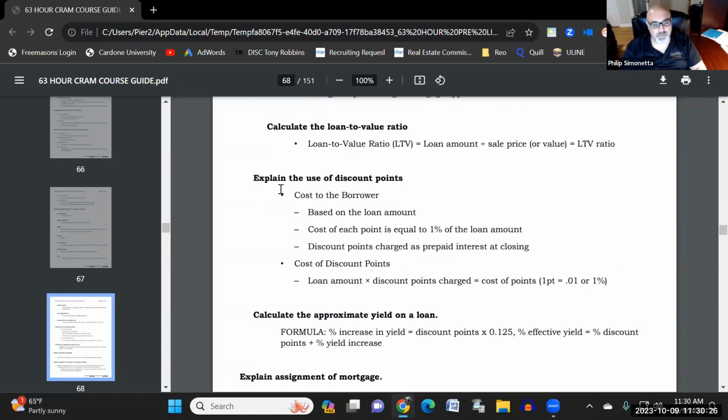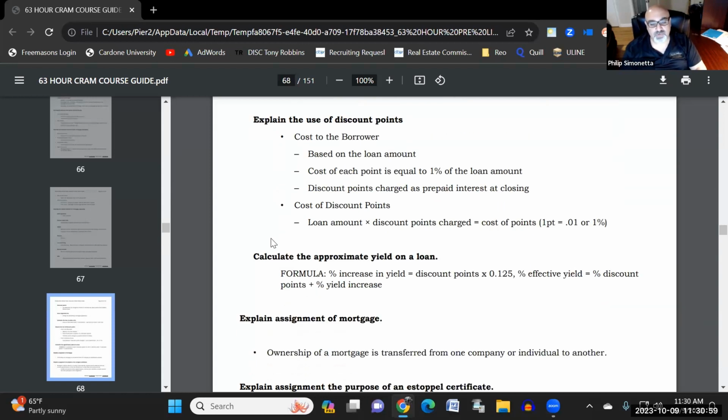Explain the use of discount points. The cost to the borrower is based on the loan amount. The cost of each point is equal to 1% of the loan amount. Discount points are charged as prepaid interest at closing. The calculation is you take the loan amount times the discount points charged, and that equals the cost of the points. So if you have a $100,000 loan and you have 3 points, that would be $3,000, right?